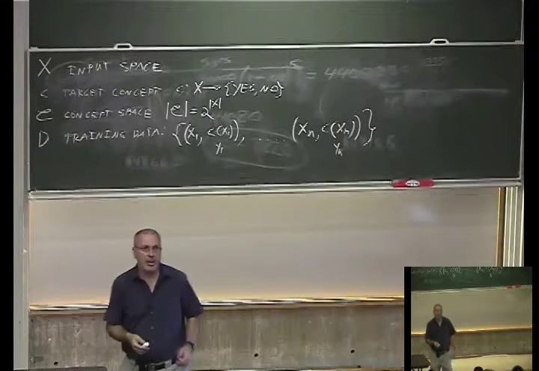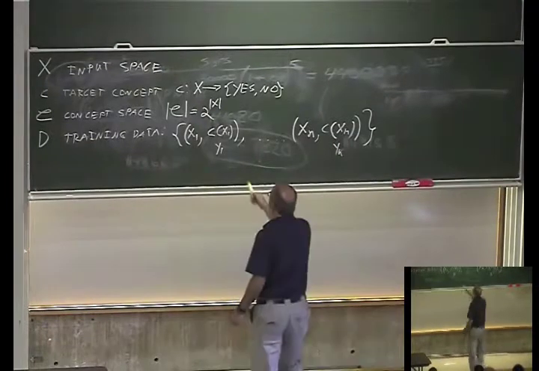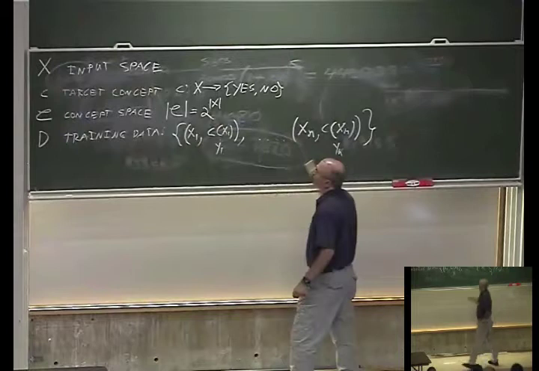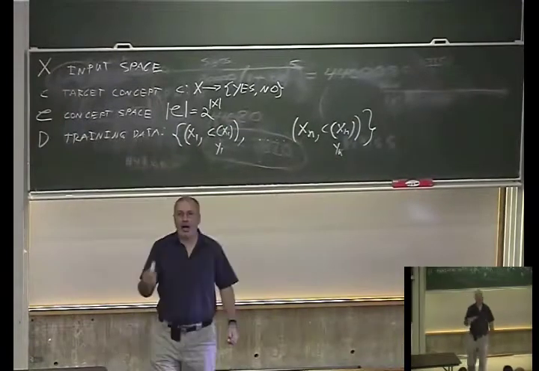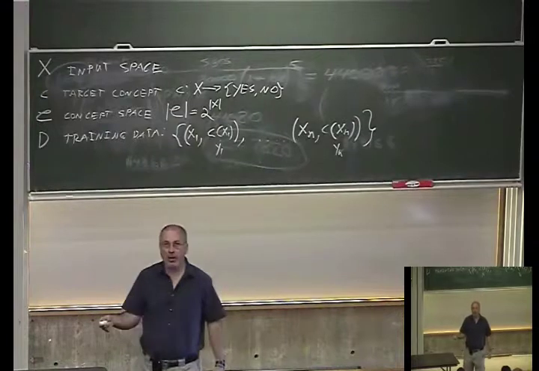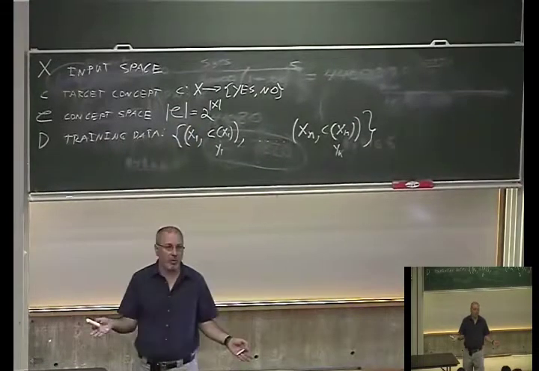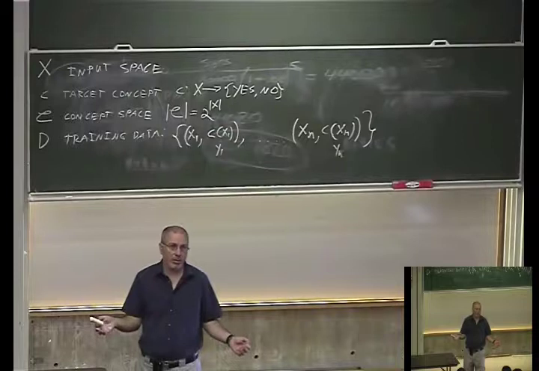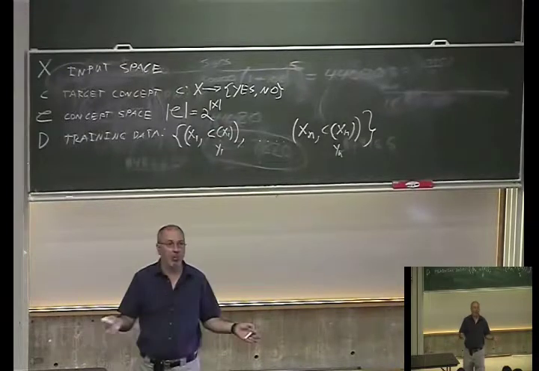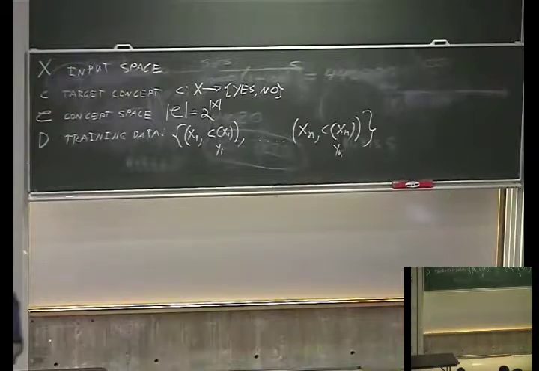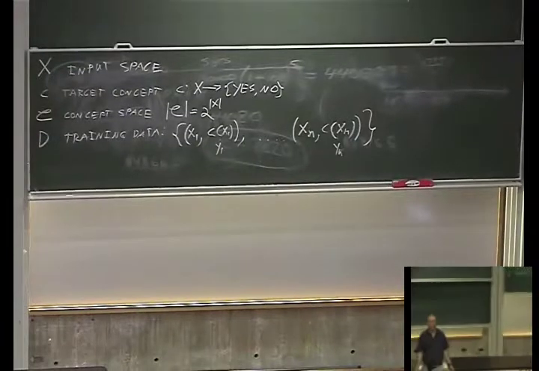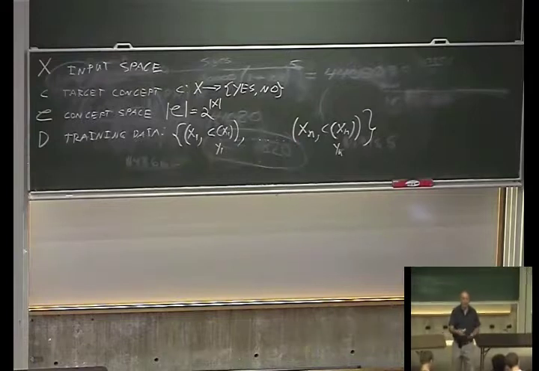The important thing to note is that we know these values, but we don't know C. So we know the value of C on specific inputs, but we don't know the general form of C. And therefore we don't know the value of C on all possible inputs. If we knew the value of C on all possible inputs, then we effectively know C. And vice versa. If we know C in some kind of functional form, we can in principle calculate its value on all possible inputs.